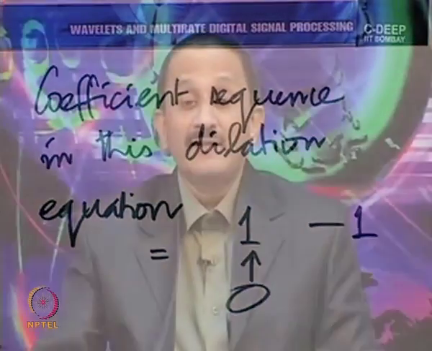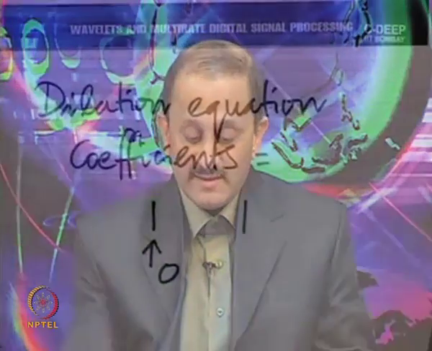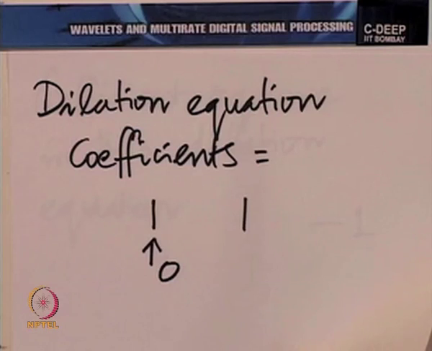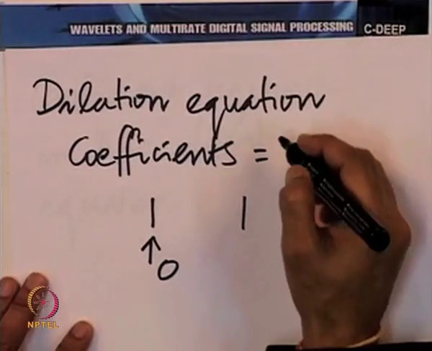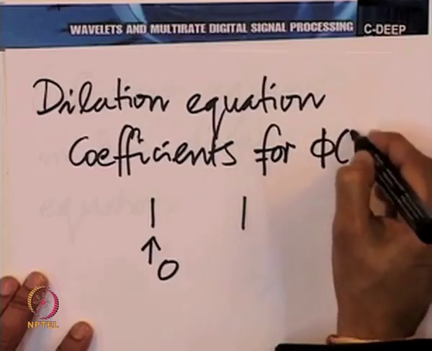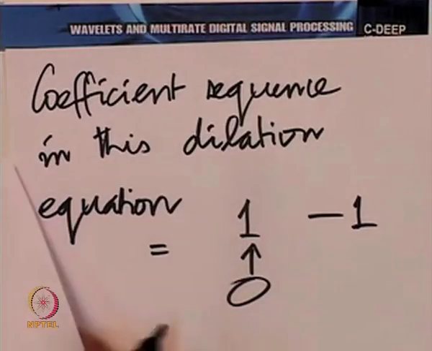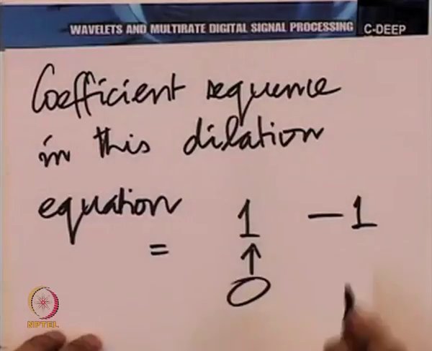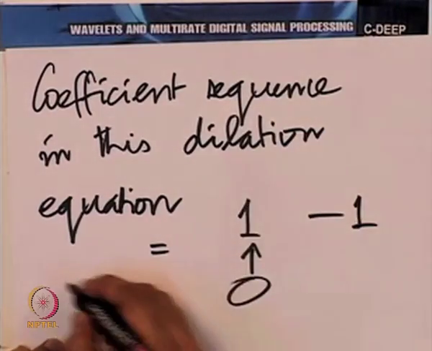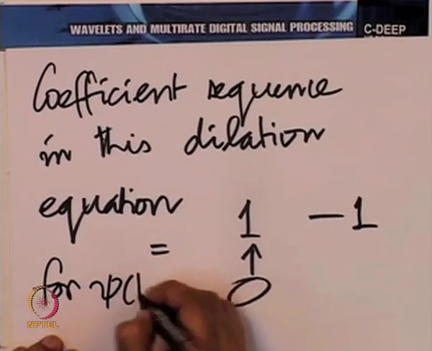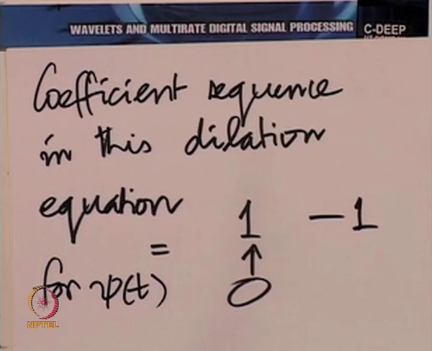Now, things are beginning to make sense and perhaps even ring a bell. Let me put both these coefficient sequences before you once again, and then I am sure it will ring a bell. Look at the dilation equation coefficients for phi t itself. Let me write it down: dilation equation coefficients for phi t. And let me then put before you the dilation equation coefficients for psi t. Let us write it down for psi t. Does this ring a bell?